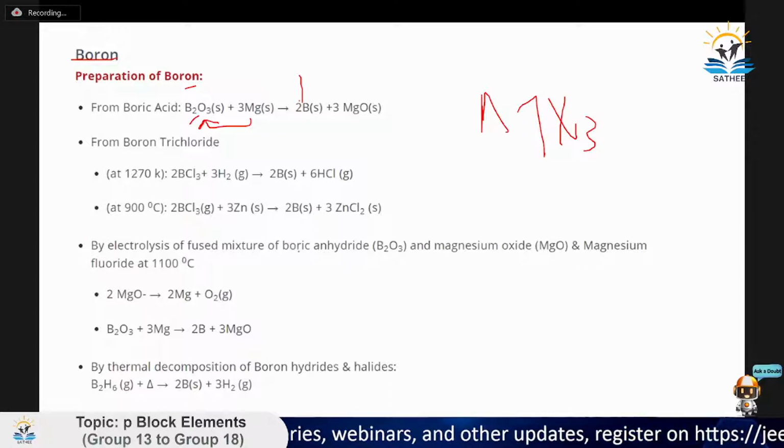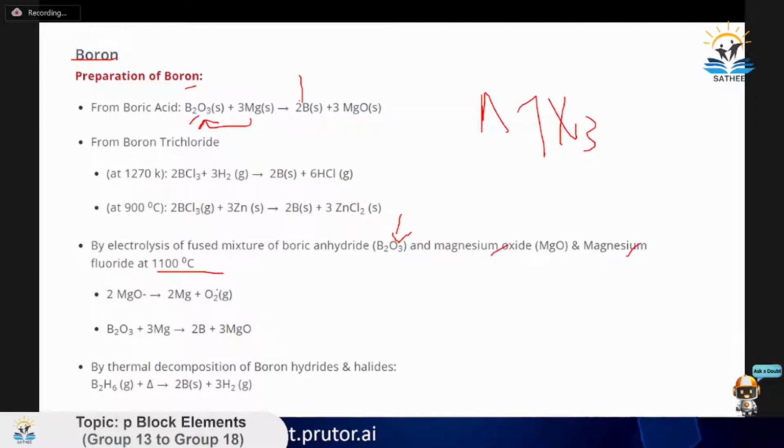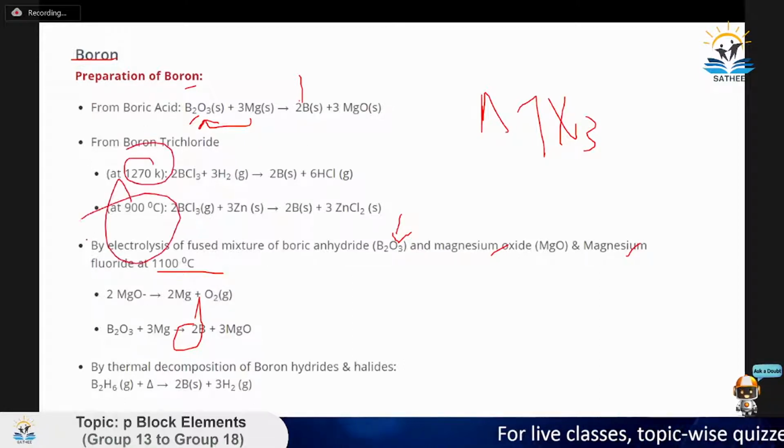And then you can do electrolysis of a fused mixture of boric anhydride. B2O3 is called a boric anhydride. When you electrolyze this with a lot of different things like magnesium oxide, magnesium fluoride, maintaining a constant temperature of 1100, you can actually form boron. And obviously, by the thermal decomposition of boron hydrides and halides. Here you see this is also an example of thermal decomposition because you're using a high temperature.